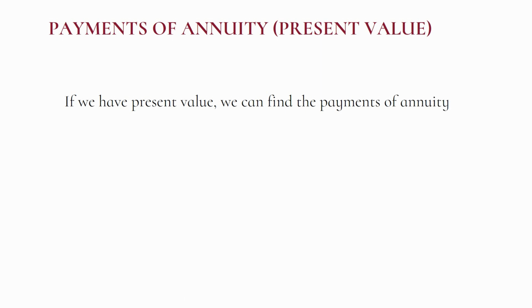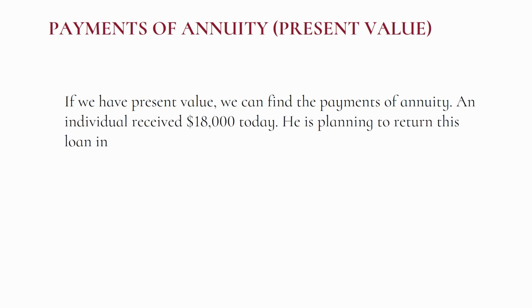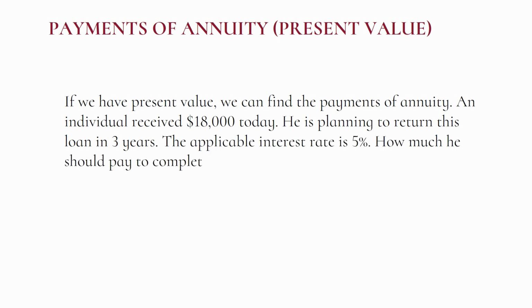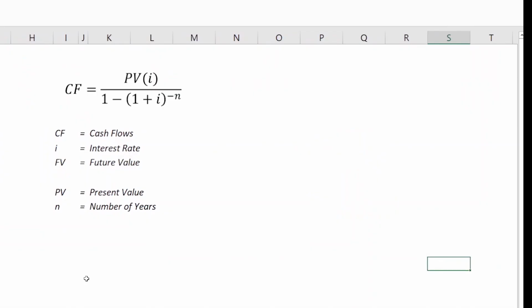We can also find the payments of an annuity if the present value is given. For example, an individual received $18,000 today. He is planning to return this loan in 3 years. The applicable interest rate is 5%. How much should he pay to completely offset this loan? This is the formula that we will use to calculate the cash flow.